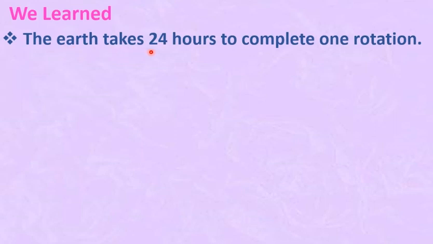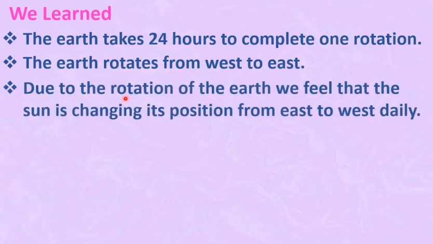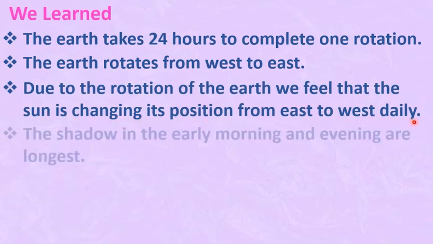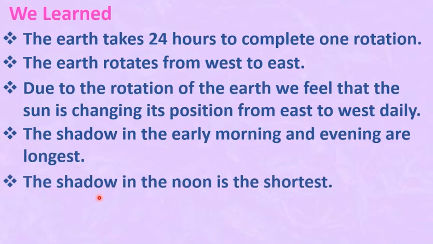So students, from this video we learned the earth takes 24 hours to complete one rotation. The earth rotates from west to east. Due to the rotation of the earth, we feel that the sun is changing its position from east to west daily. The shadows in the early morning and evening are longest, and the shadow at noon is the shortest.